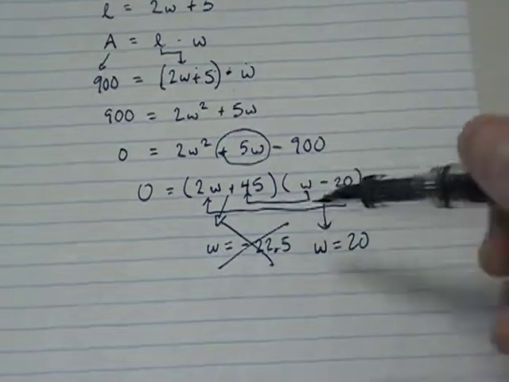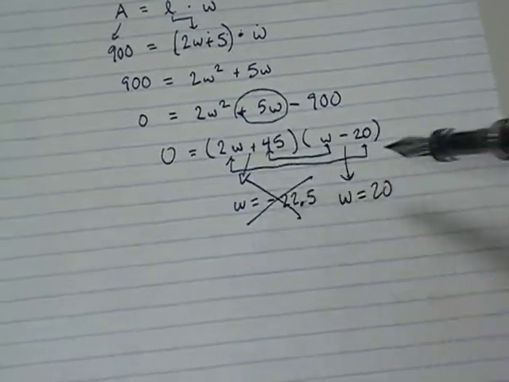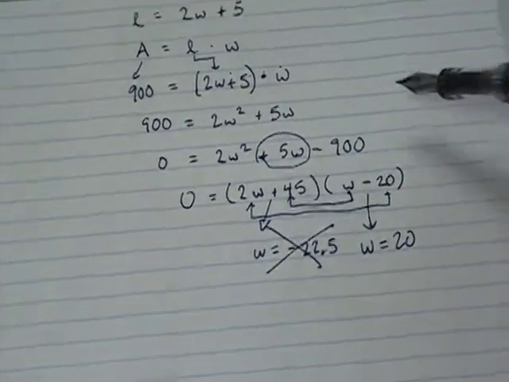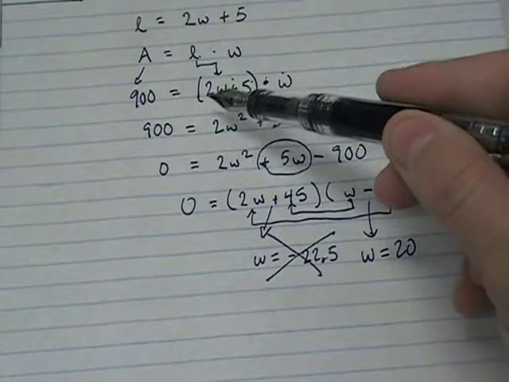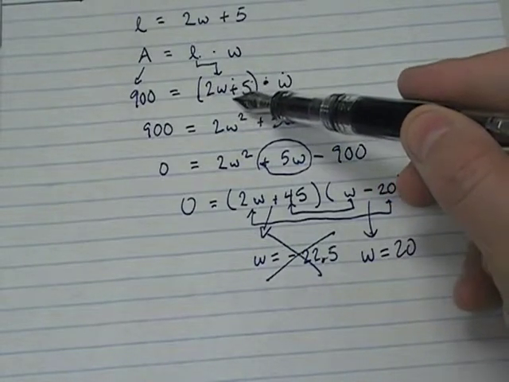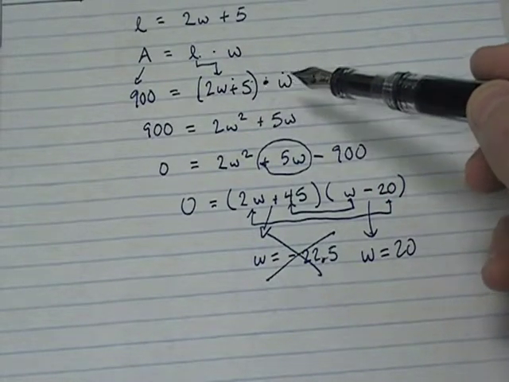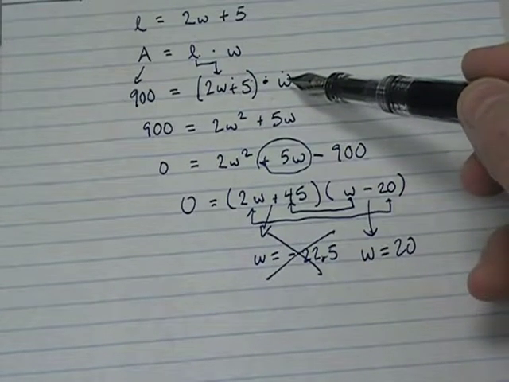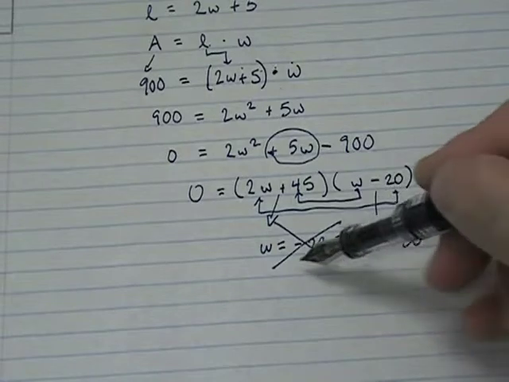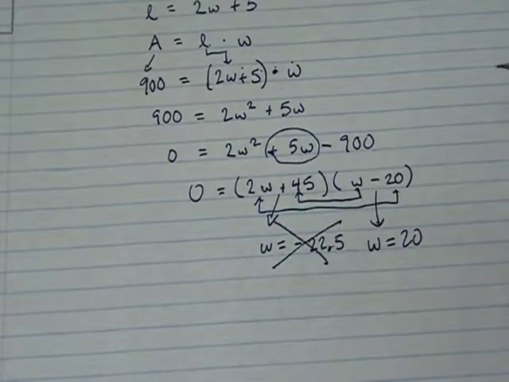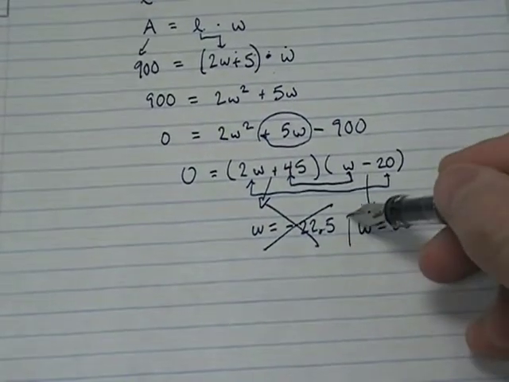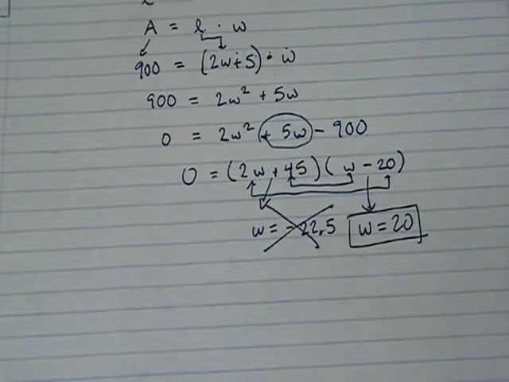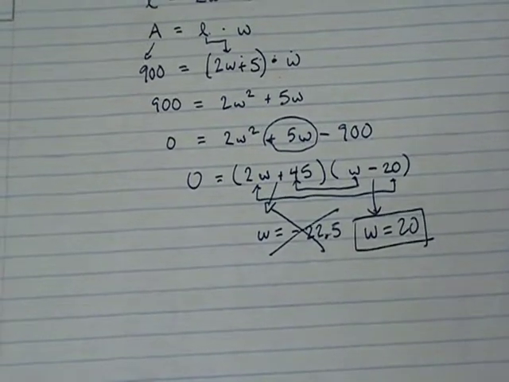And we use the positive because this is a distance. And so this won't work in real life. It will work in the math formula because you put it in as a negative. You get negative 45 times negative 22.5, and it does give you 900. But you're not going to put this in as a negative because it's supposed to be a distance. So the only answer that will work in real life is W equals 20.